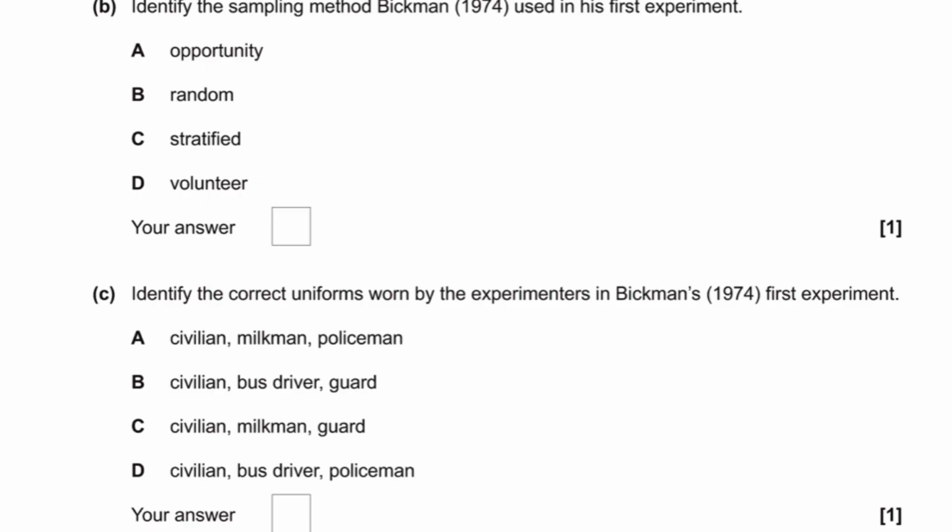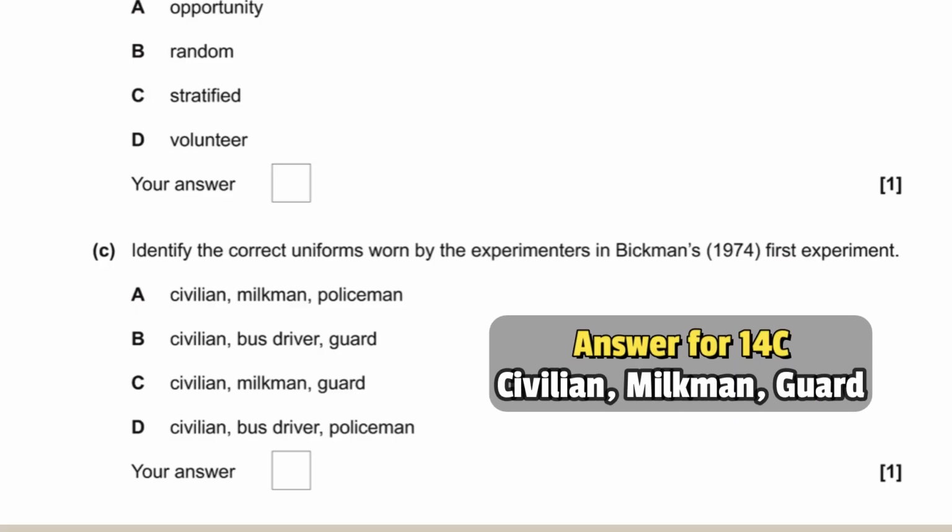And then for C, there's something really important you need to look out for. The answer here is C, which is civilian, milkman, and guard. However, often students do get mixed up with the guard with a policeman, and that means that they're going to miss out on some marks. So please do make sure you understand that it's a guard, not a policeman. I presume he did this because it's against the law to impersonate a police officer. Don't know if that's the case, but if that helps you to remember it, then please do.